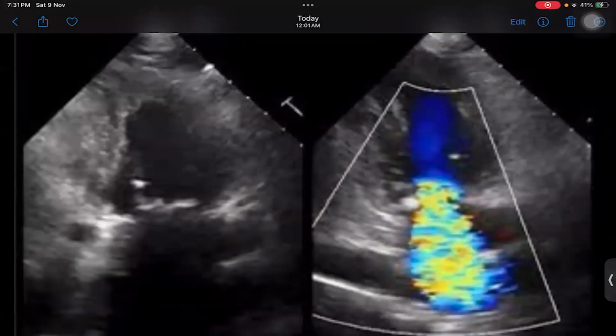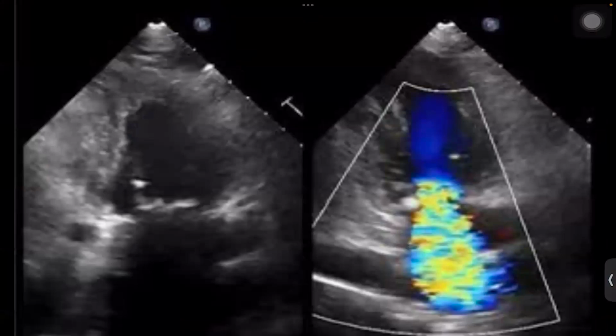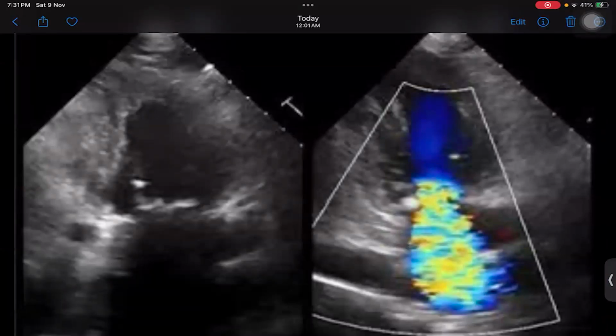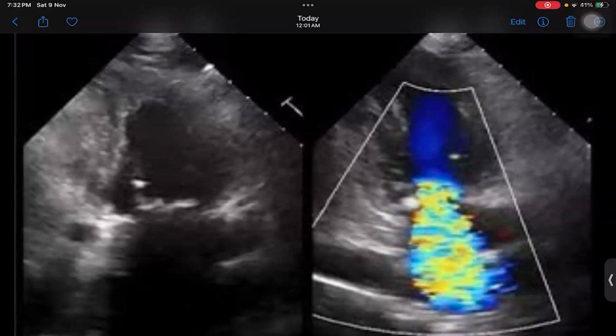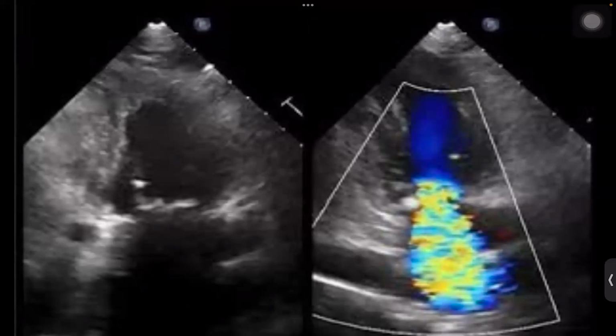Okay, so this is a patient, a 45-year-old man who came to the hospital with acute anterior wall ST elevation MI. And the patient was taken up for a primary PCI. But on day 2, the patient developed sudden onset breathlessness. Echo was done, and this is what you see. Question number 1, what is the diagnosis? Question number 2, how will you manage it?